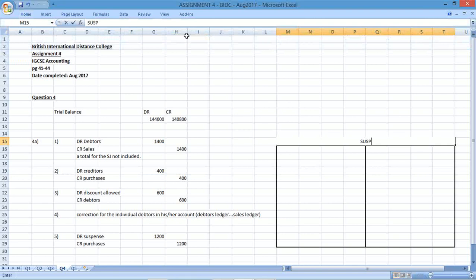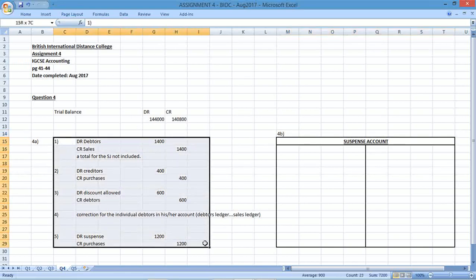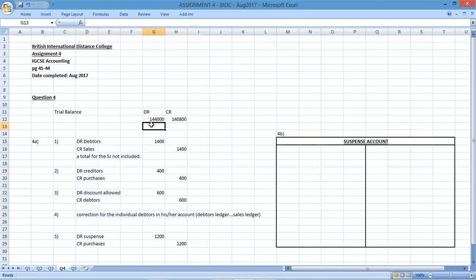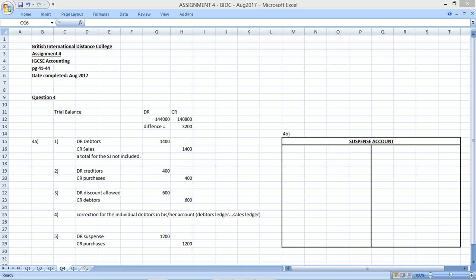This would have been for the suspense account. This is 4b. So we've analyzed the transactions, and now we've got transactions that we need to provide for in terms of the suspense. So looking at the difference here, what is the difference? Let's check. The difference here is this minus that gives you 3,200. So we've identified the difference.